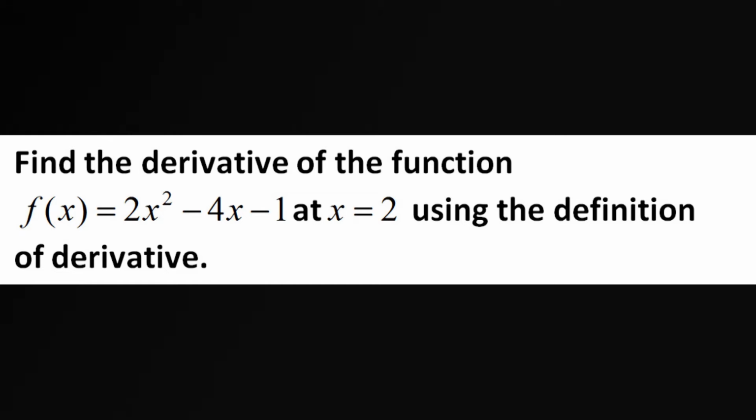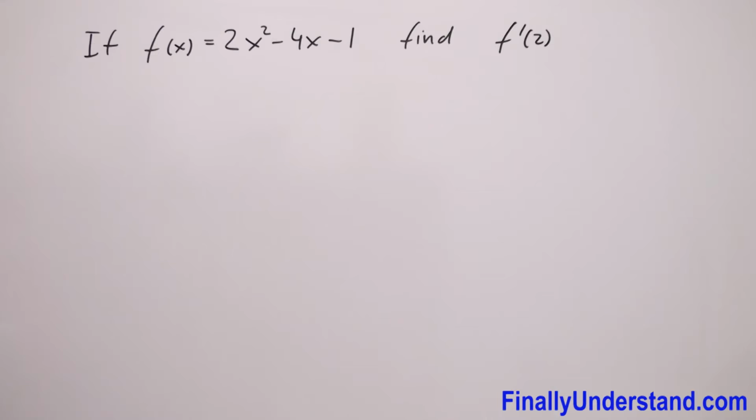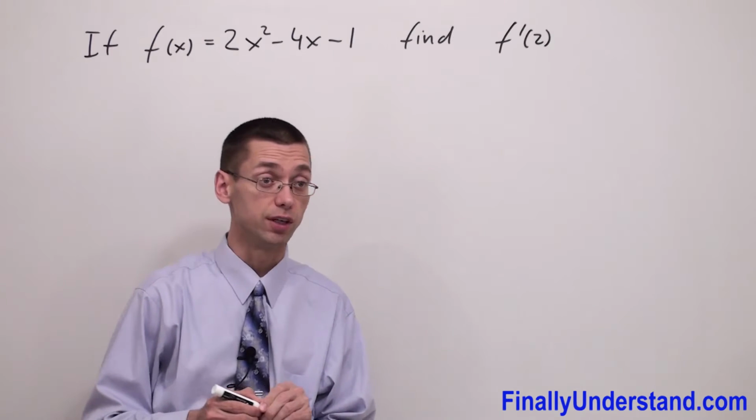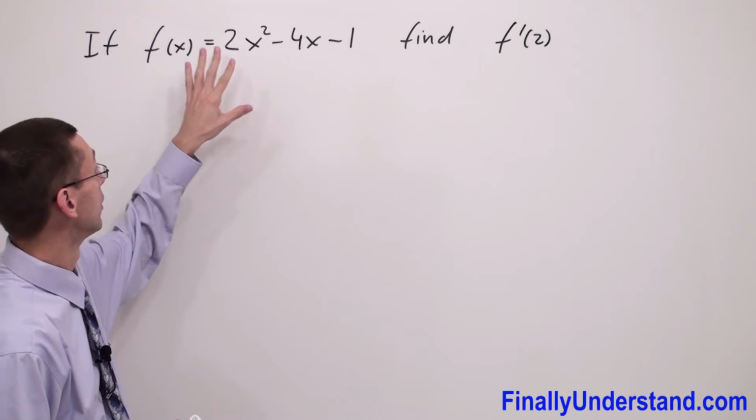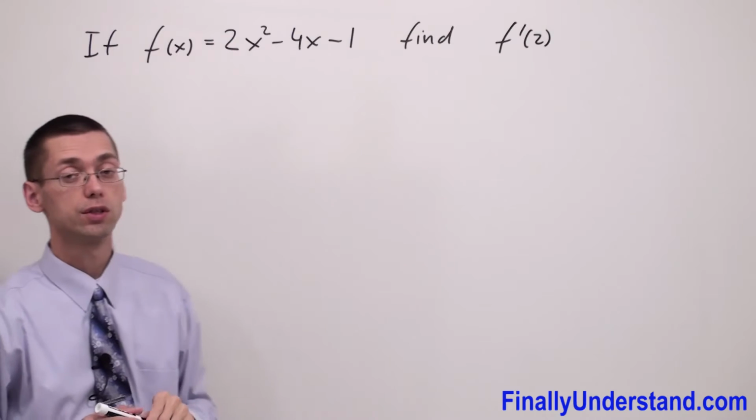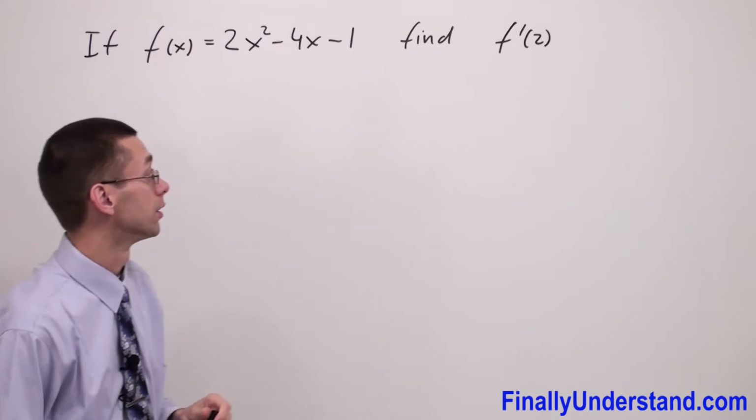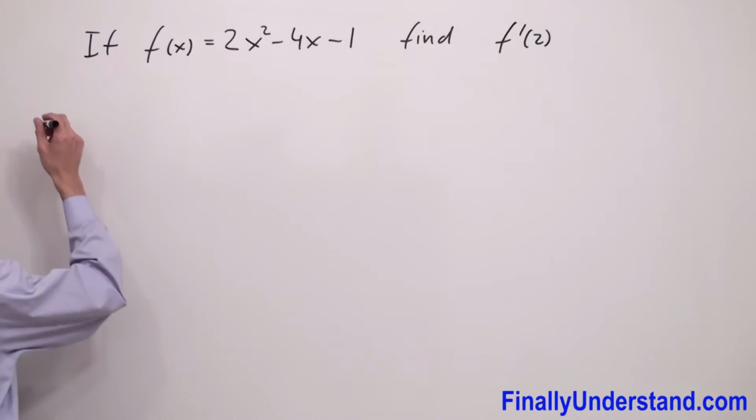Find the derivative of the function f of x equals 2x squared minus 4x minus 1 at x equals 2 using the definition of derivative. So, what are we supposed to do? We're supposed to find the derivative of the given function using the definition of the derivative. So we have to write the formula first.